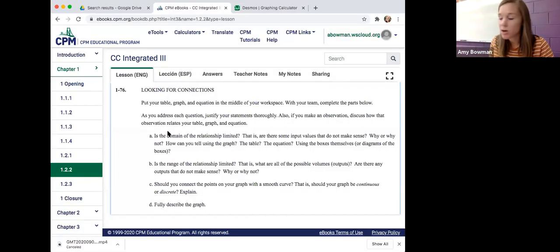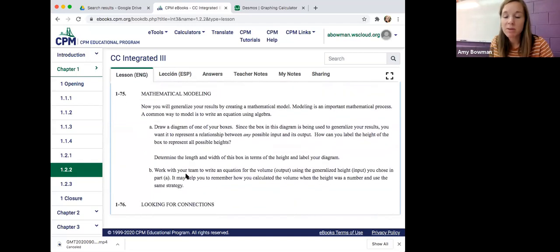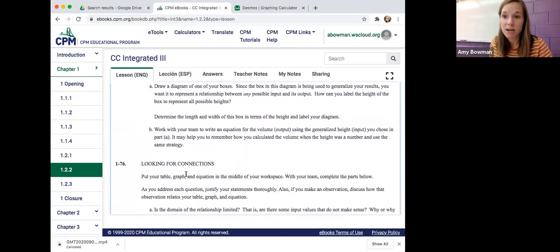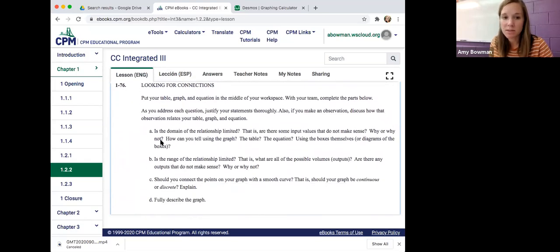Okay, so let's look back at our problem. We're going to move on. We just finished doing 75 part B, which was coming up with that equation for volume. So now we have an equation to model volume based on our box. In 76, we're going to think about the context of this problem and figure out some answers to these questions. Part A is asking, is the domain of the relationship limited? That is, are there some input values that do not make sense? Why or why not? How can you tell with the graph? How can you tell with the equation? How can you tell with the table? So let's take a look at that and see.